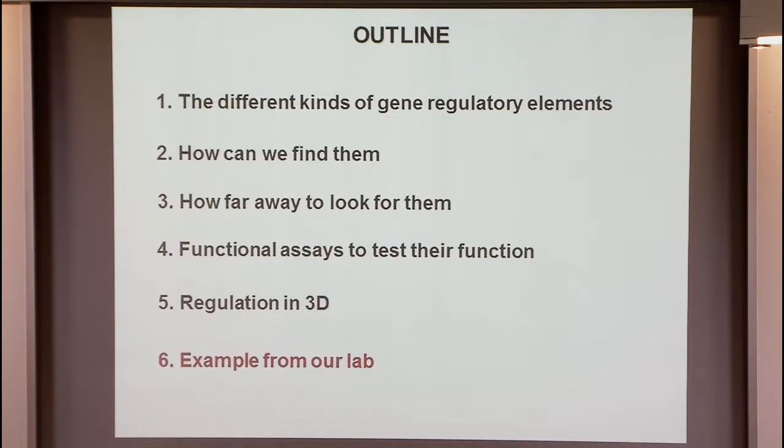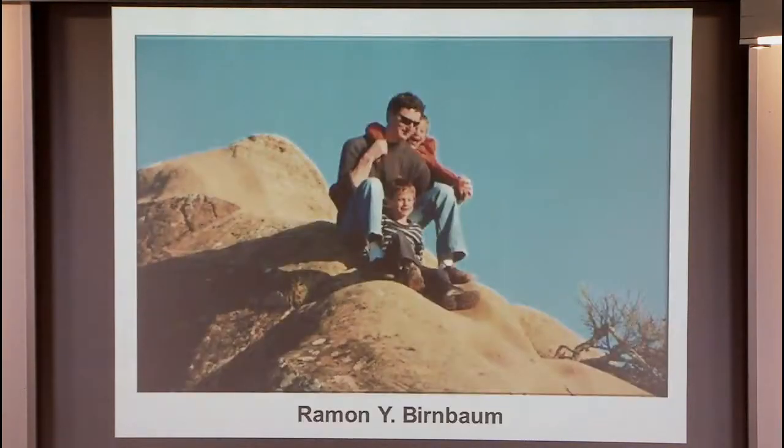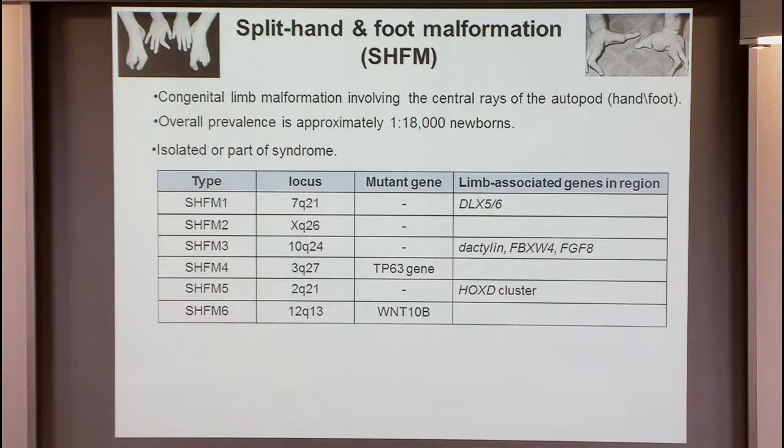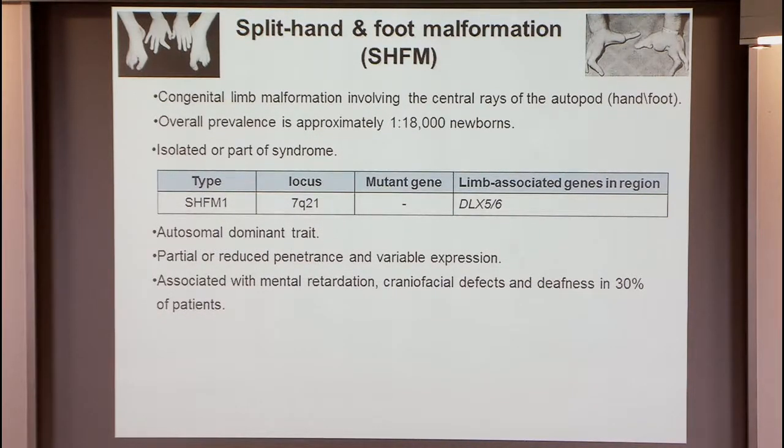So for the last part, I'll stop with one example from our lab. This will be just a few minutes to put everything together. This is work by a very talented postdoc in my lab, Ramon Birnbaum, who now has his own lab in Israel. He was really interested in a disease called split hand and foot malformation. This is the phenotype that you can see, and we have quite a lot of patients that we've collected in the lab. Split hand and foot was mapped to these chromosomal regions, and he was specifically interested in split hand and foot 1, which was mapped to near DLX5 and 6.